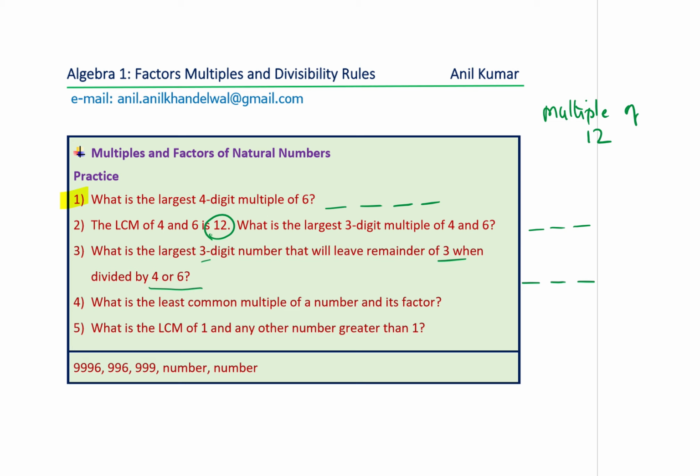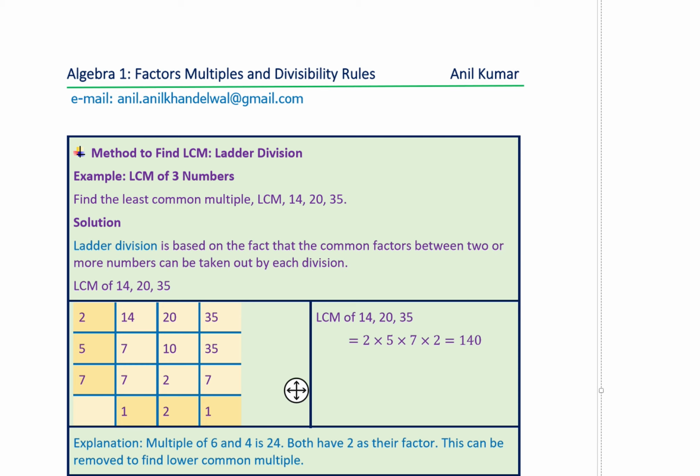Next question here is, what is the least common multiple of a number and its factor? Number and its factor, least common multiple. What do you think it is? Okay, that's right. And question number 5 is, what is the LCM of 1 and any other number greater than 1? Straightforward. So I think you can get most of it. So with that, I'll leave this as a test for you, right? So I'd like you to take this as a test and submit your answer at the earliest. Perfect.